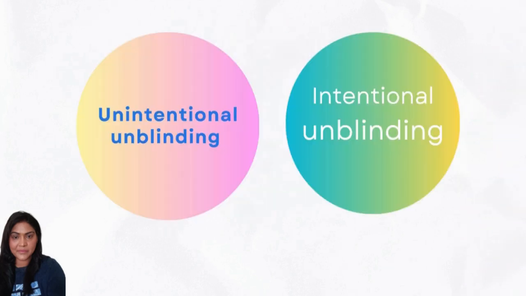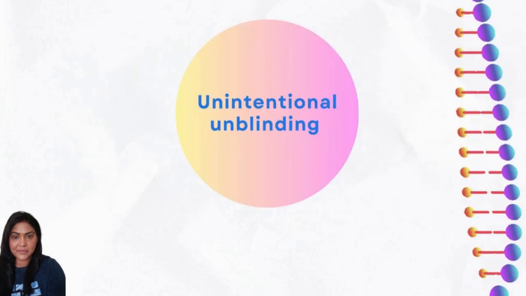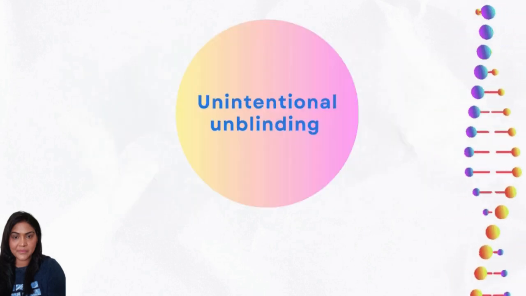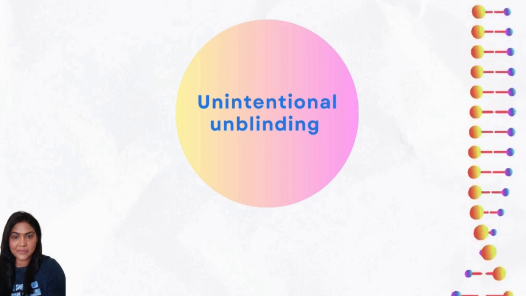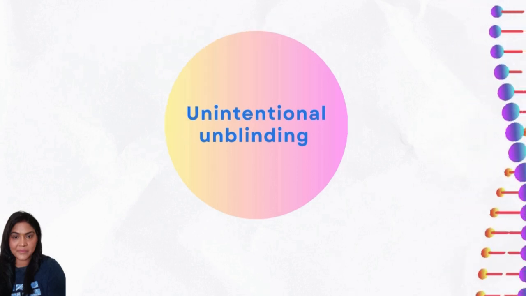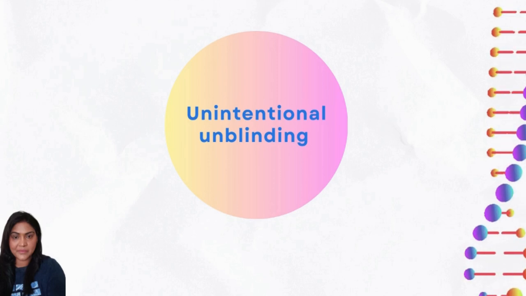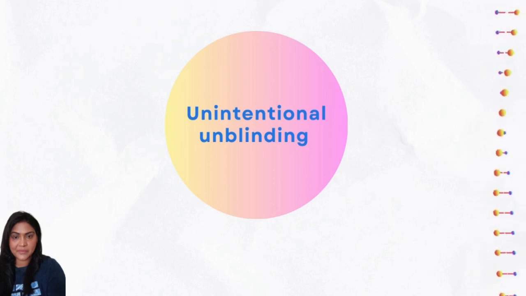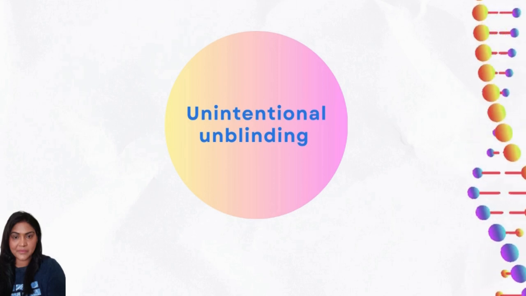Overall, blinding is a crucial methodological strategy in clinical trials to minimize biases and ensure the reliability of the study findings, and blinding should be carefully monitored, managed, and documented to maintain the integrity of the trial.